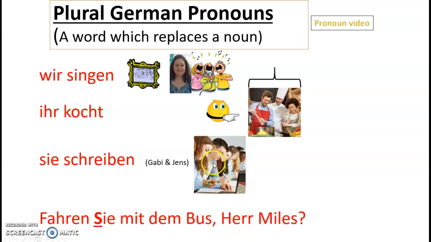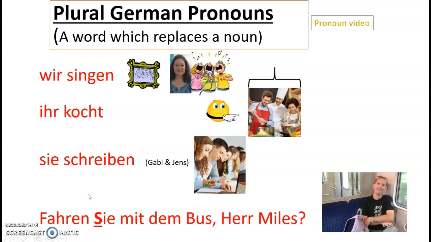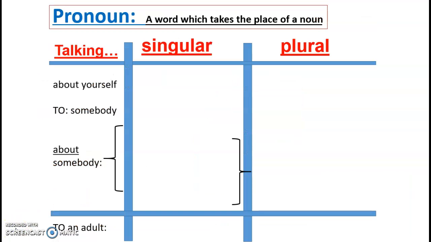And the last one is if you're being formal and you're talking to an adult, you're saying, fahren Sie mit dem Bus, Herr Miles? Are you riding by bus, Mr. Miles? So here's a chart that kind of summarizes the pronouns.